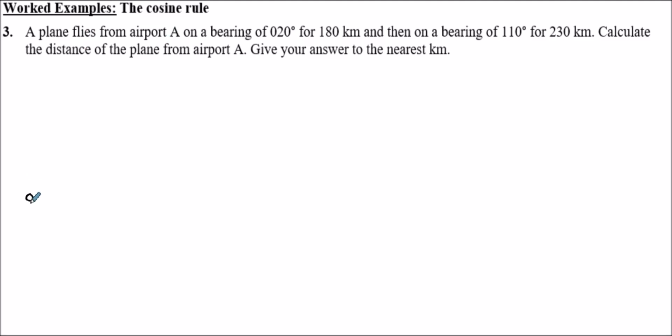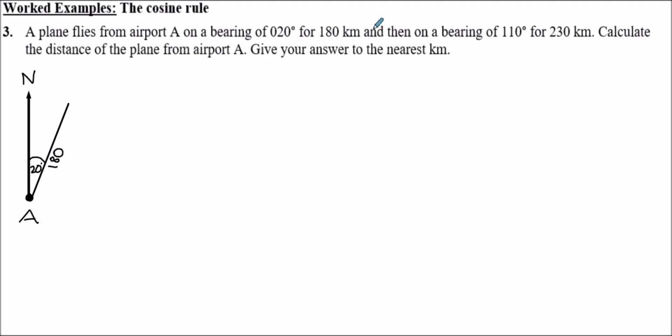So if I just call this A, remember bearings are always measured from north clockwise. So if that's north, a bearing of 20 degrees means it's going to go in this sort of direction. So it goes there and it travels along that distance for 180 kilometers. So that's 20 degrees and that's 180 kilometers.